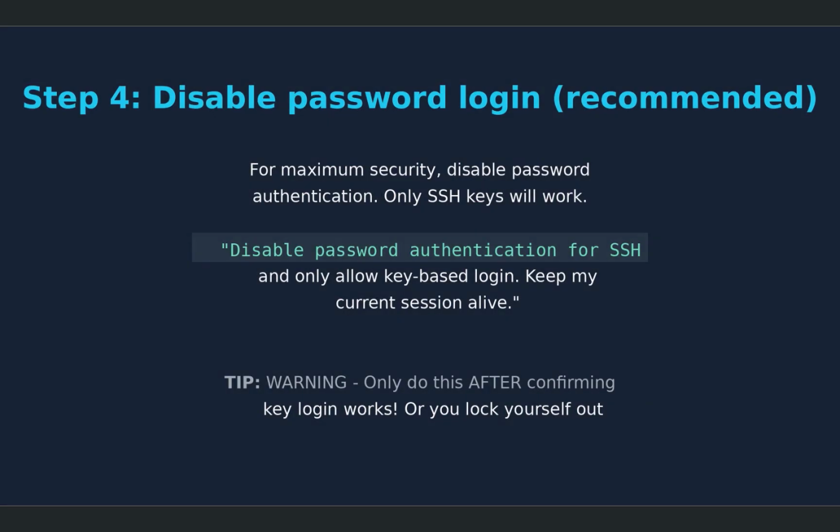Step 4. Disable password login, recommended for maximum security. This disables password authentication entirely, so only SSH keys will work. Ask your agent, disable password authentication for SSH and only allow key-based login. Make sure to keep my current session alive while doing this. Important warning, only do this after confirming key login works. Otherwise, you could lock yourself out.